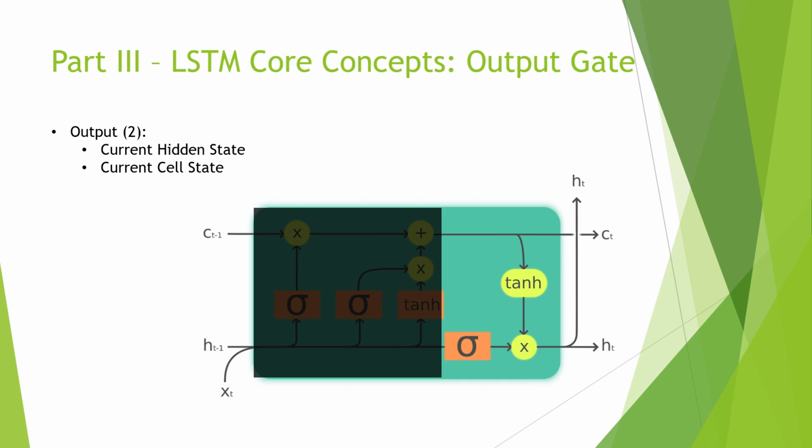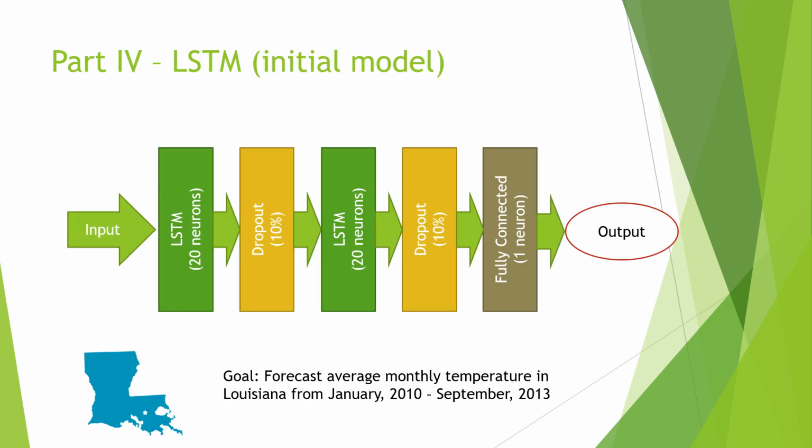At the same time, the current cell state gets processed by a hyperbolic tangent function to produce another intermediate output. These intermediate outputs then get multiplied together to produce the current cell state and the current hidden state. And as you know, the current hidden state gets fed back through the cell as the previous hidden state in the next iteration.